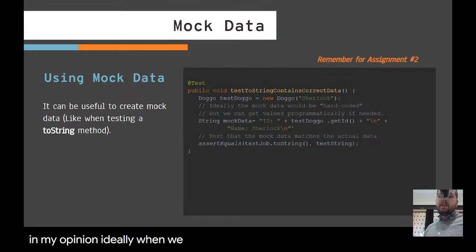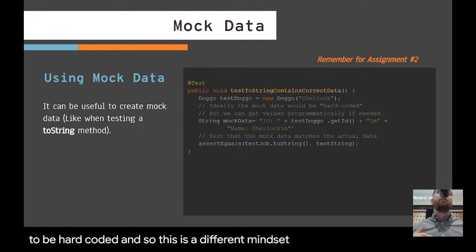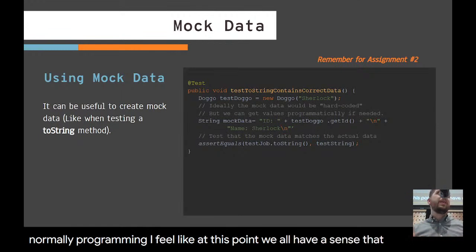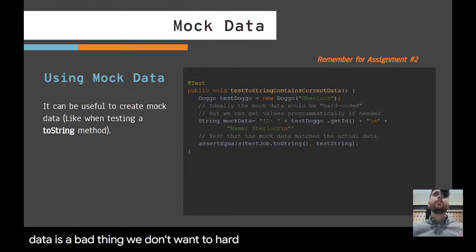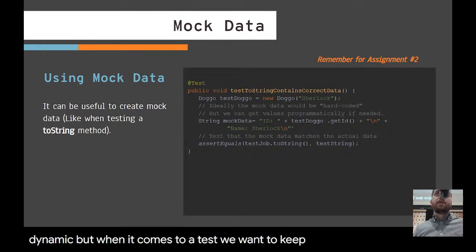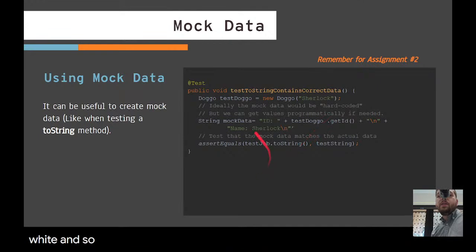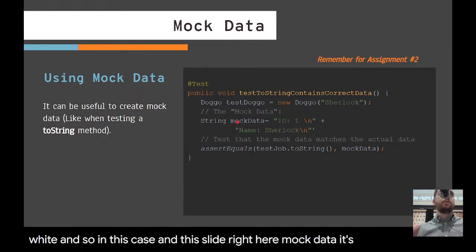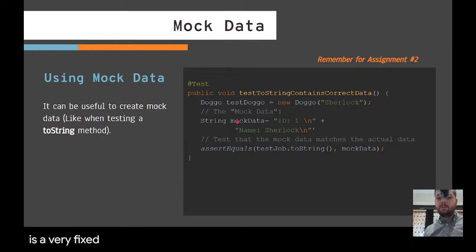Ideally, when we mock data, we would actually want the mock data to be hard-coded. And so this is a different mindset than we have when we're normally programming. I feel like at this point, we all have a sense that hard-coding data is a bad thing. We don't want to hard-code data. We want to keep things dynamic. But when it comes to a test, we want to keep things very black and white. And so in this slide right here, mock data is hard-coded. It is a very fixed value.